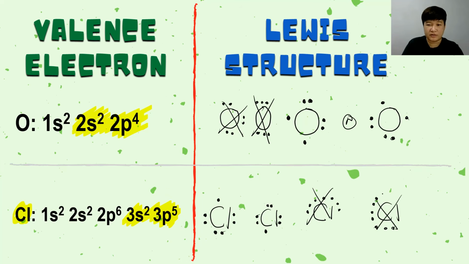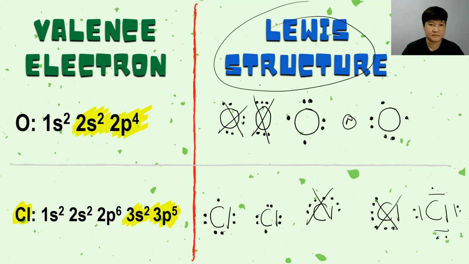We need to put it on the 4 sides. You have 4 sides. And then you need to put in singly first, and then you pair up. That is what we are going to do for the Lewis structure. So make sure you understand the basics of Lewis structure for today's video.